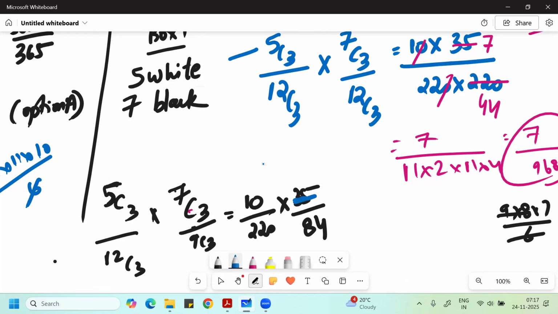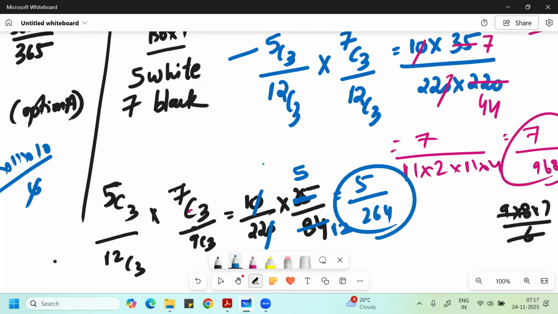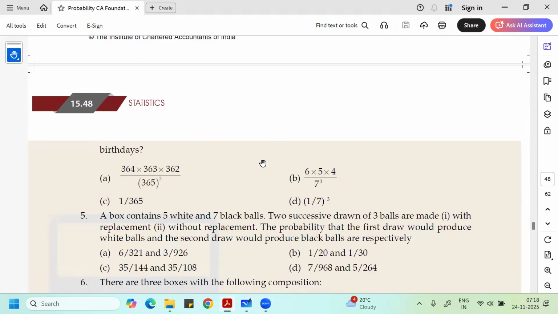So this is 5, this is 20 and 0, you can cancel. 5 by 24, 264. So the answer for this would be option D. So in the first case it was with replacement and the second case it was without replacement.